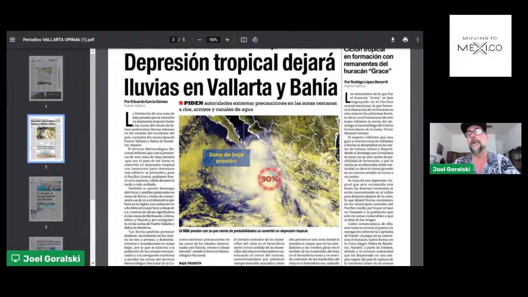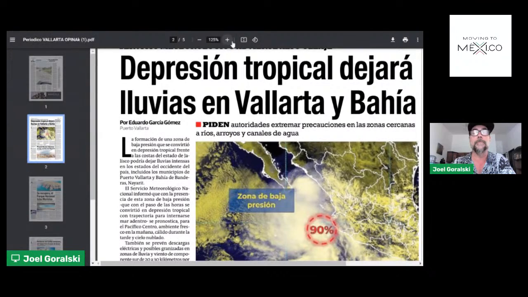If you don't know a word, what I suggest is highlight it, right? So you can translate all the words you know, and you highlight the words that you don't, and then you go to the Google, right? So don't go to the Google translator for anything that you think you can figure out on your own. So this basically says tropical depressions basically left rains in Vallarta and the Bay. Okay, so Vallarta, we know that is short for Puerto Vallarta. En is in, okay, in Vallarta and the Bay. Bahía is Bay.